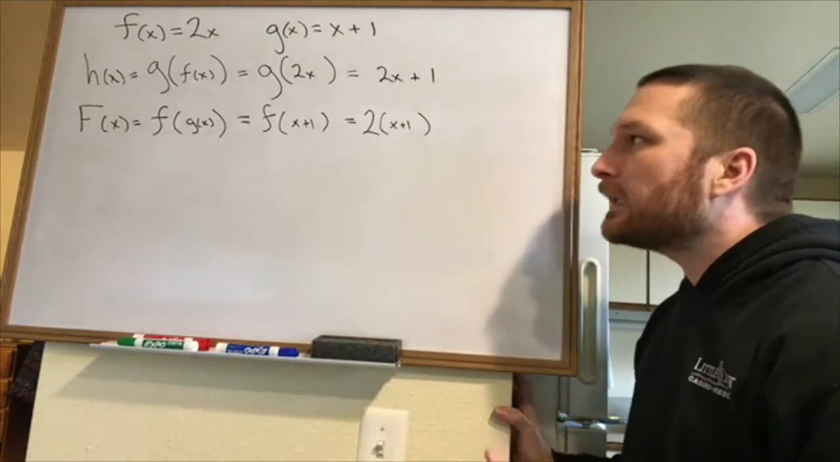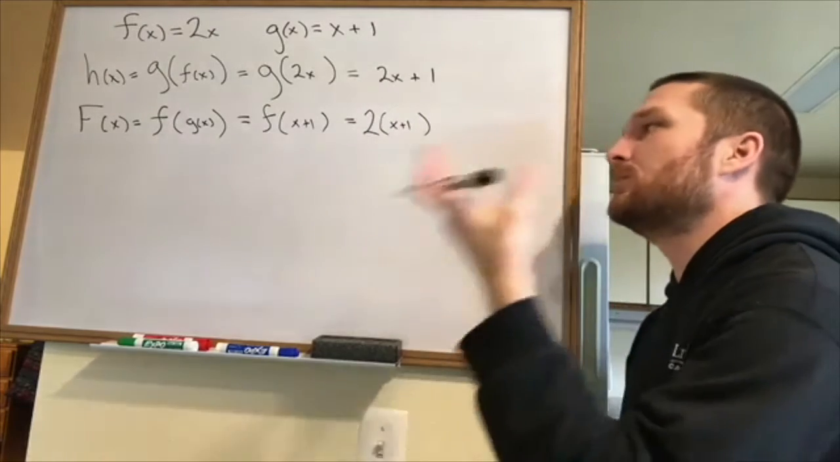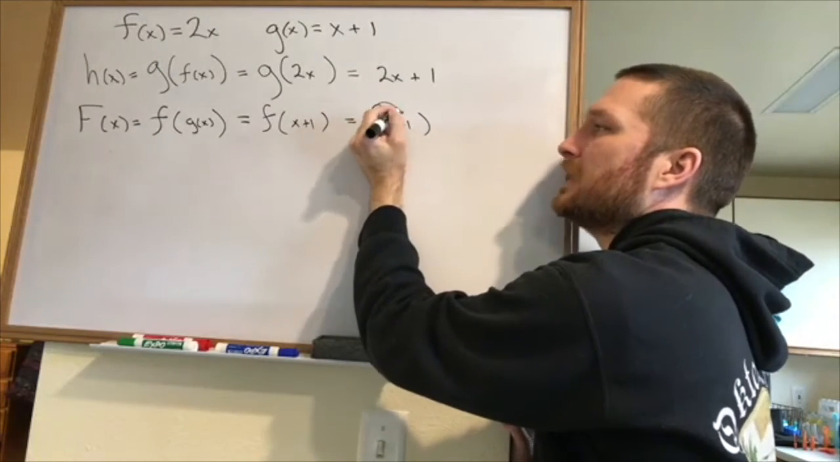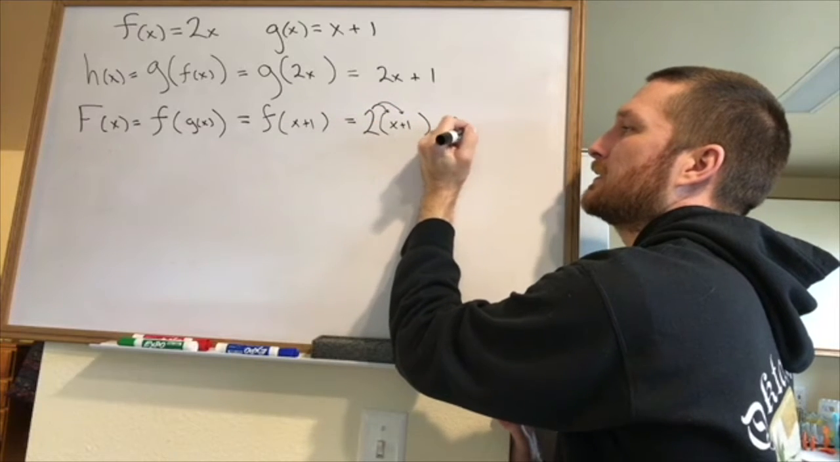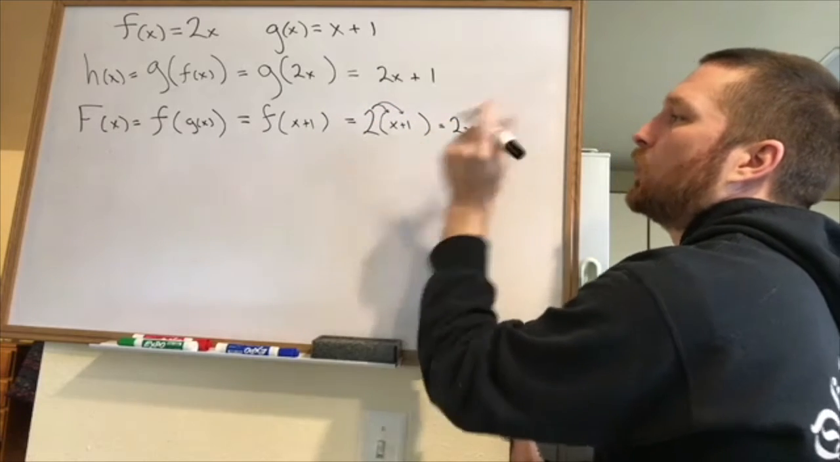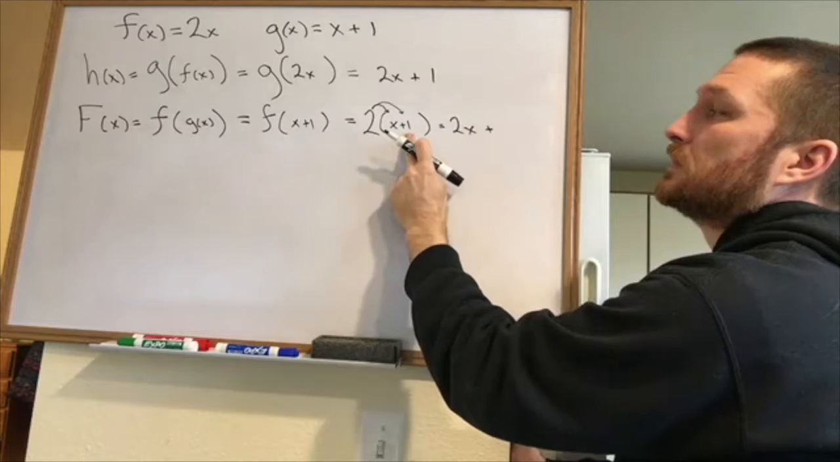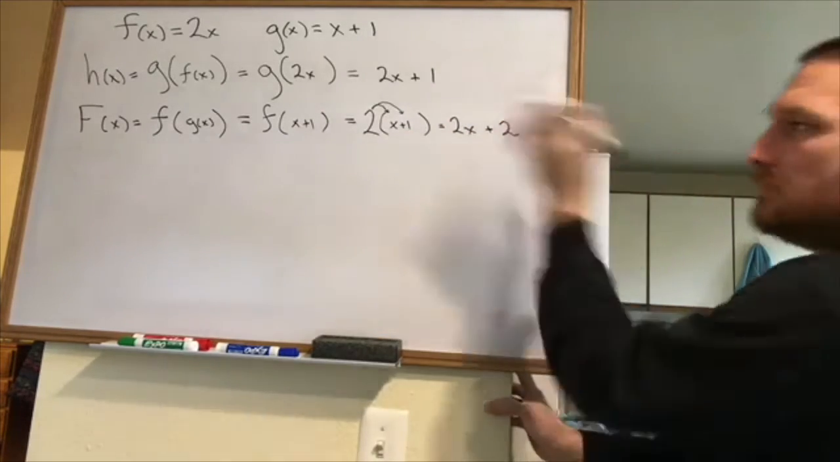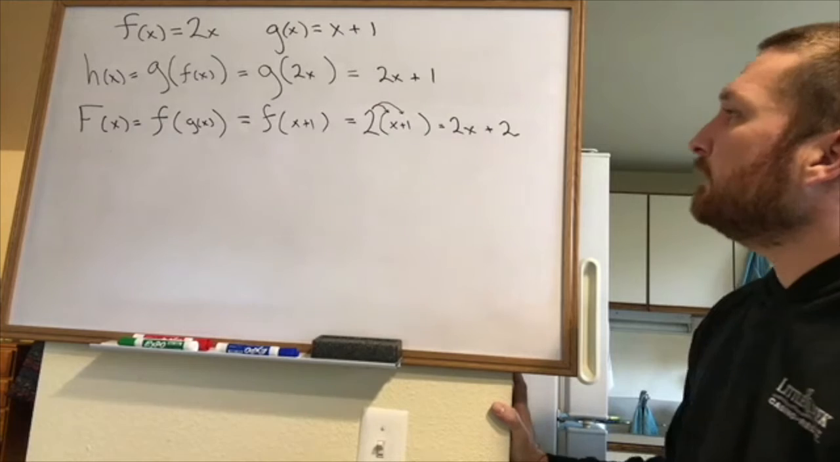Okay, technically we're done, but I'm going to simplify this a little bit. I'm going to distribute the 2 into there. We get 2 times x is 2x. 2 times 1 is 2. And so we can see, yeah, we get different values.